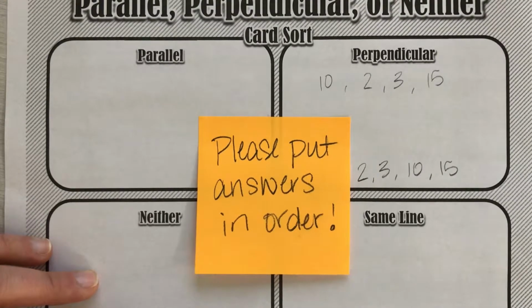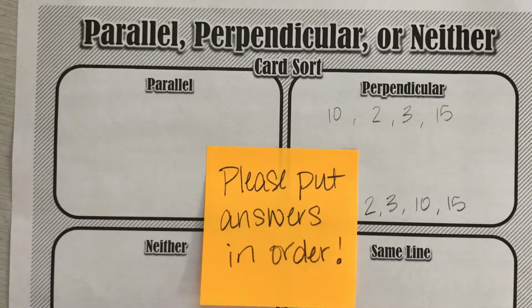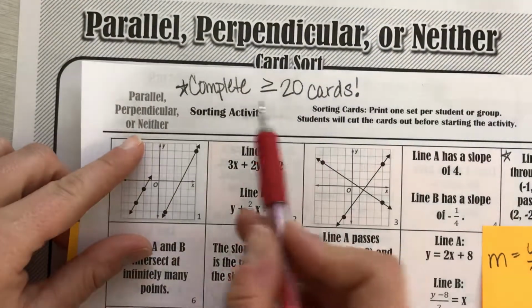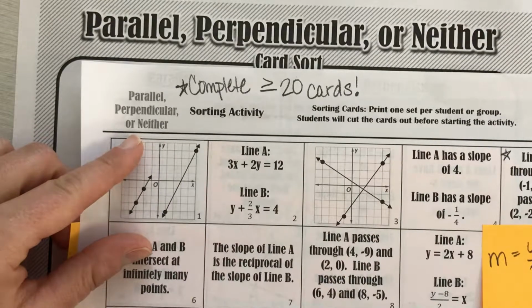Okay, good luck. You've got to do at least 20 of these. So choose greater than or equal to 20 cards to sort. If you do extra, that's great, but you're only required to do 20.